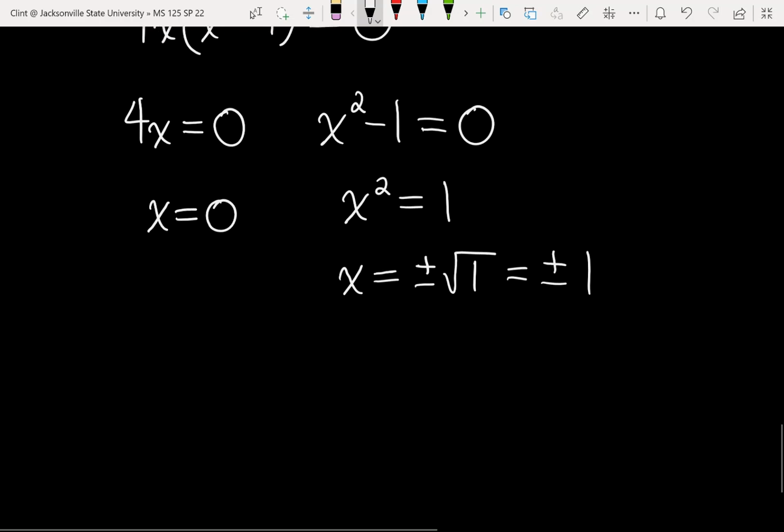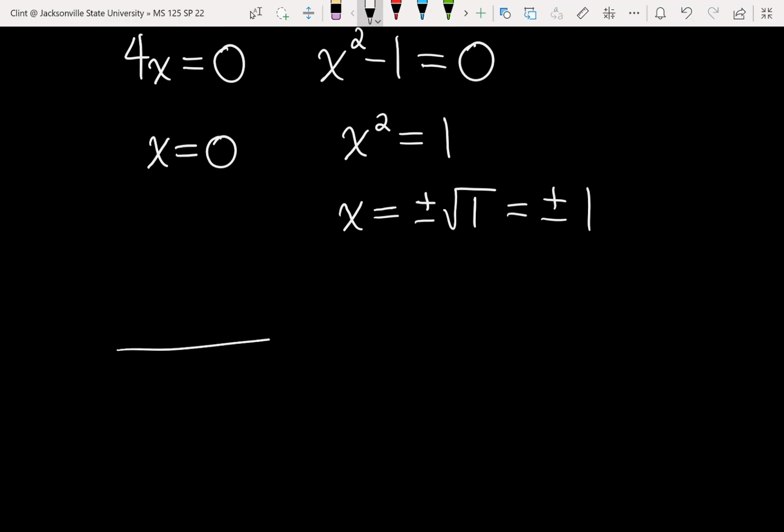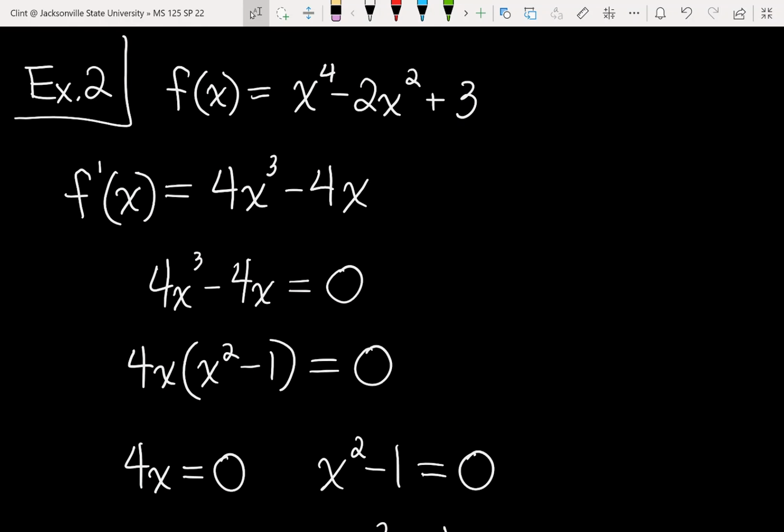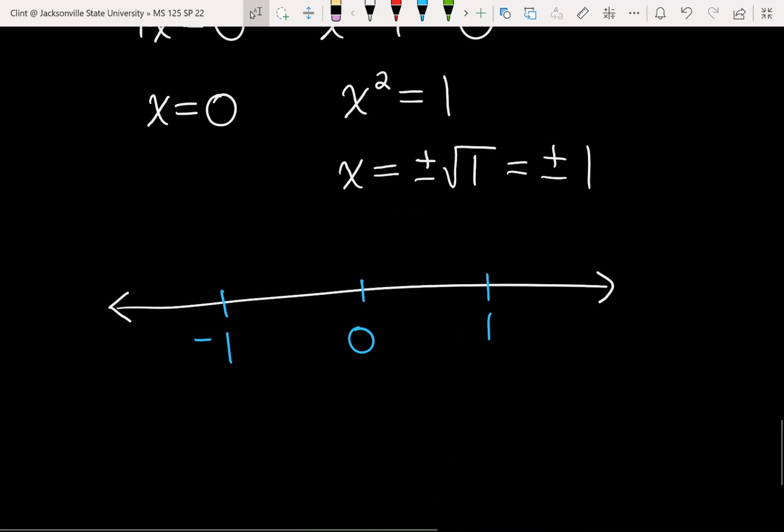So there are critical numbers. I'm going to do a color here. -1, 0, 1. Okay. So sadly, we've got 4 test points we have to do, but it's not all that bad.